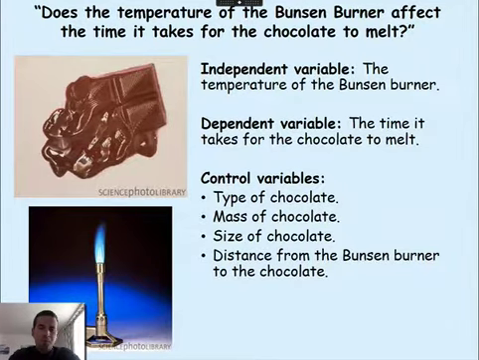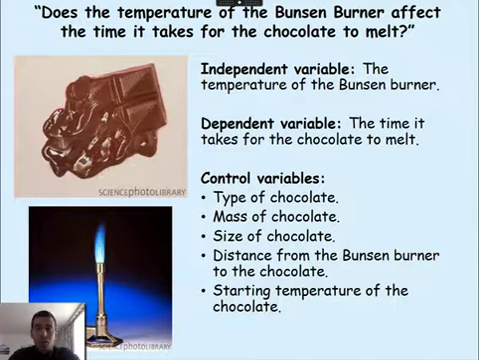Distance from the Bunsen burner to the thing you're melting. Okay, this is actually a common control variable in a range of experiments that you will see. The distance from the heat source to the thing you're adding the heat to has a big effect on how quickly and how much energy gets to, in this case, the chocolate. Therefore, the distance from the Bunsen burner to the chocolate has a big effect on your results.